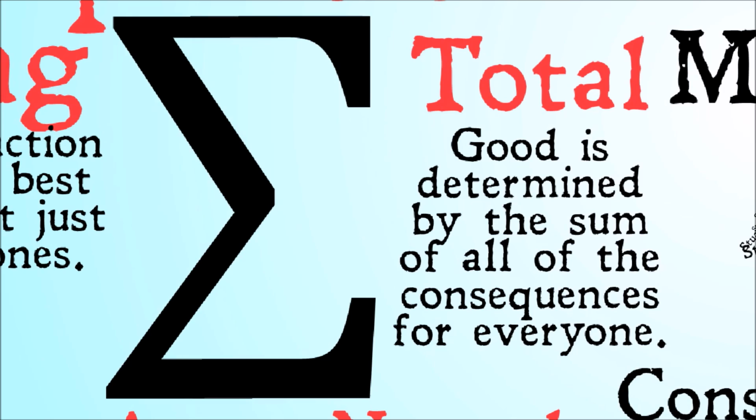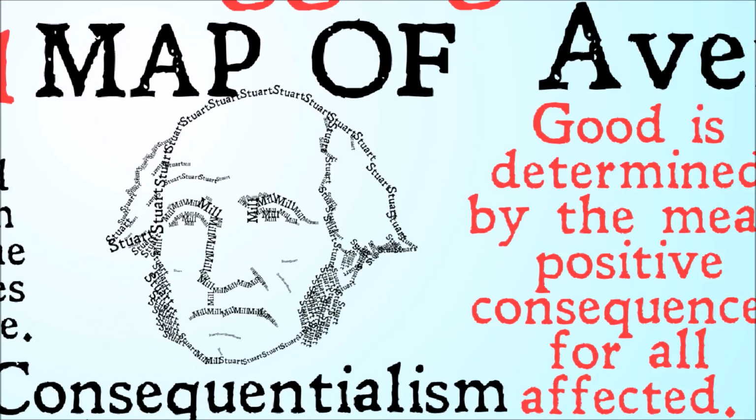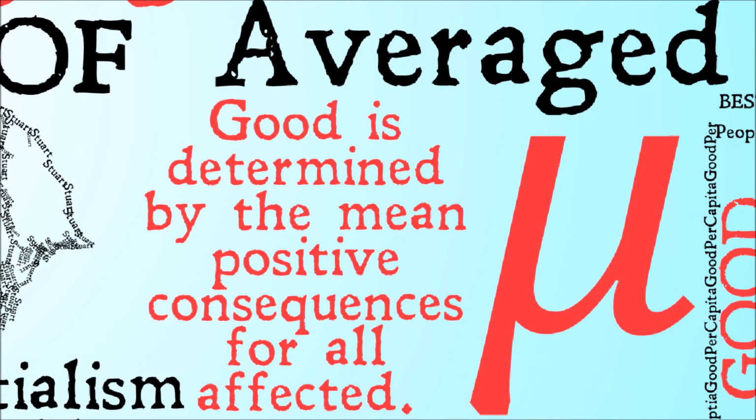And finally, we come to total consequentialism. Total consequentialism says good is determined by the sum of all of the consequences for everyone. And that's opposed to average consequentialism. Average consequentialism says good is determined by the mean positive consequences, or just generally the mean consequences, the average consequences for all that are affected.